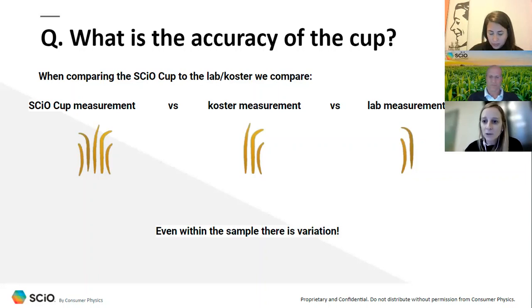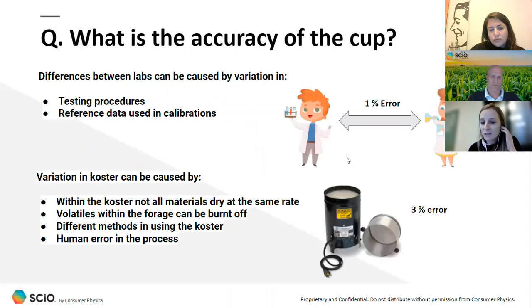But it's important to have a few considerations when you're looking at this. Even when you take a SCiO Cup measurement and then split it out, giving a bit to the Costa and a bit less to the lab, there's still variation even in that one handful you've separated out. Also important to consider are the variations that exist within those different methods. If you go to the next slide, we can see that even the lab itself has variations, and there are variations between labs in testing procedures and in the reference data that they use to build their own calibrations. So we've seen up to 1% error just between labs.